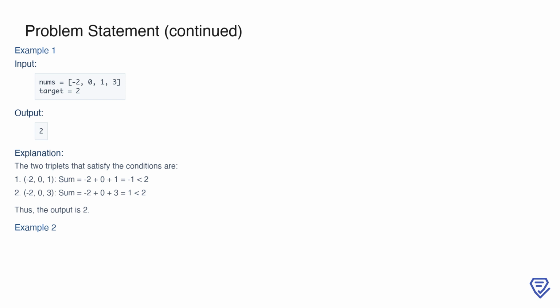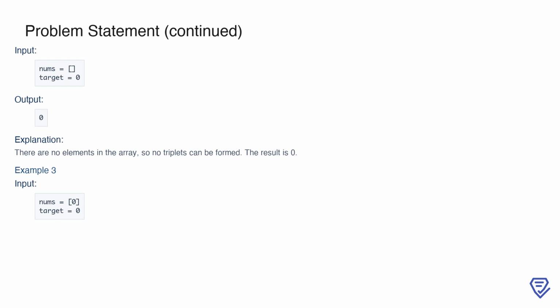The first triplet is -2, 0, 1, where the sum is -2 plus 0 plus 1 equals -1, which is less than 2. The second triplet is -2, 0, 3, where the sum is -2 plus 0 plus 3 equals 1, which is also less than 2. No other combinations of three numbers in the array satisfy both conditions, so the result is 2.